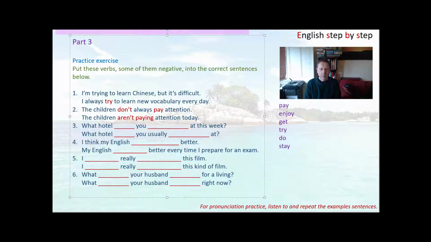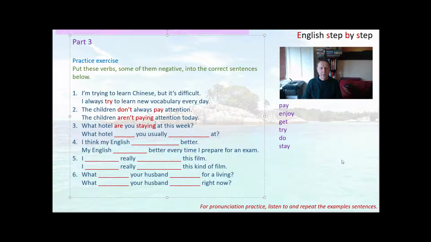Number 3. Now in number 3, we have this week as the time reference. And that means it's a temporary period around now. So we need to use present continuous. And then if it's a hotel, the verb we need is stay. So we need to use present continuous with stay. And in this case, it's what hotel are you? And then we need the present participle, which is staying. What hotel are you staying at this week?